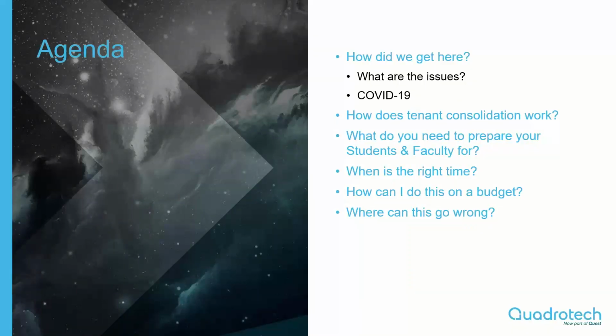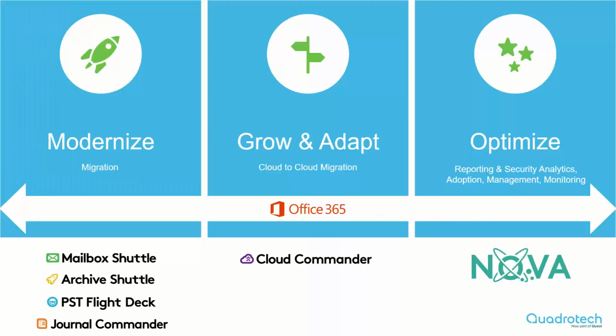So today, this is our agenda. We're going to talk about how we got here. So why are we in this situation of multi-tenants in education? What are the issues and why this has changed with COVID-19? How does the tenant consolidation process work? What do you need to do to prepare your faculty and staff for the transformation? When is the right time to do it? How can you do this on a budget? And where can this go wrong? And again, if you have questions as we go, please submit them in the question feature.